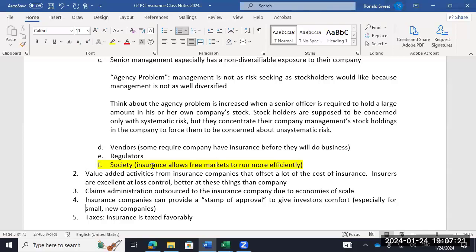All right, a few others: insurance companies do more than just pay claims. They're actually pretty good at what they do. They can walk in, we'll talk about this when we talk about boiler and machine insurance.